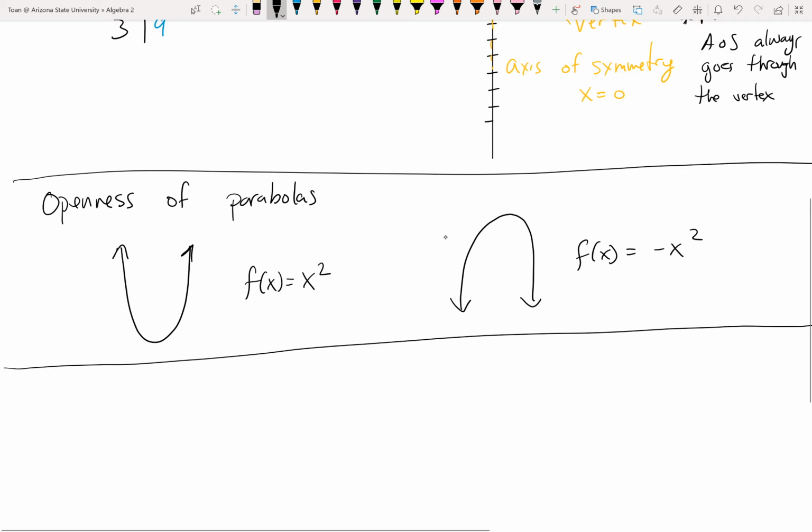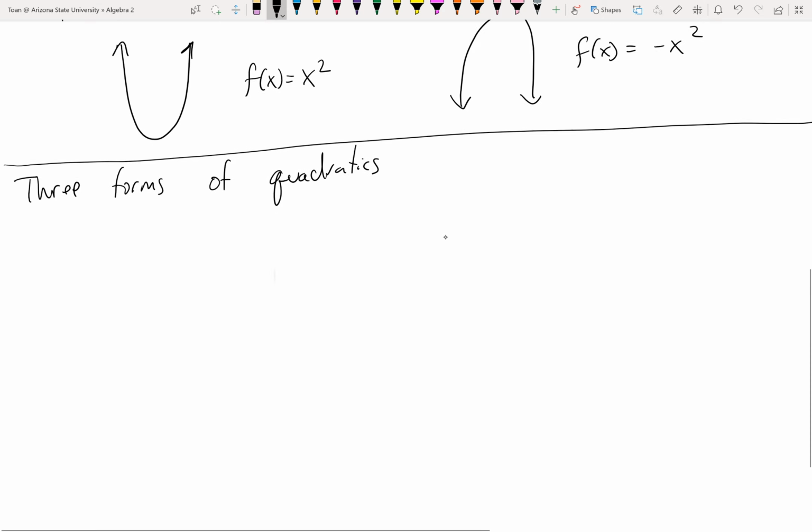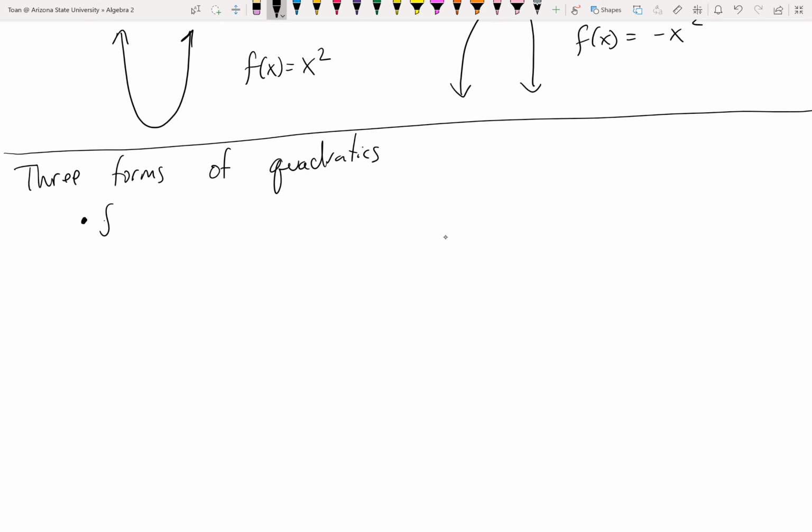Now, there are typically three ways you can write quadratic functions, and depending on which form I give you, I'm going to expect you to be able to produce pretty decent sketches of the quadratic. So let's talk about the three forms of quadratics. The three forms are standard form. Standard form looks like y equals some number a x squared plus another number b x plus a constant c.